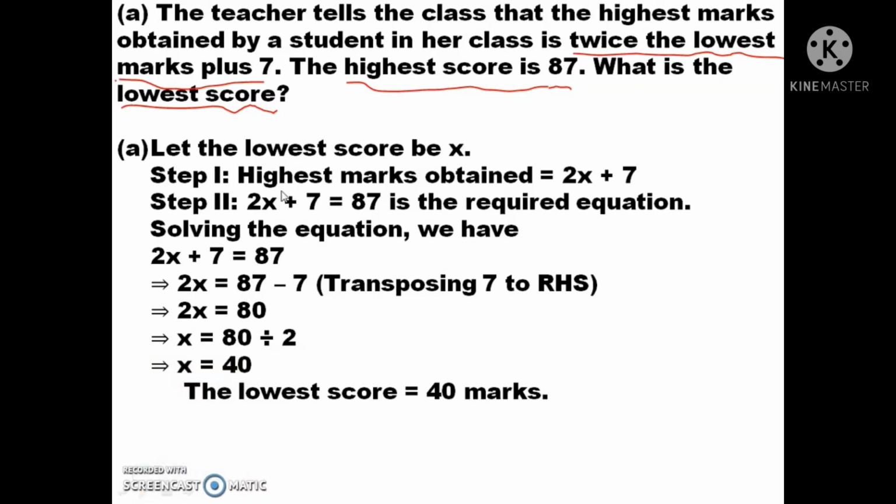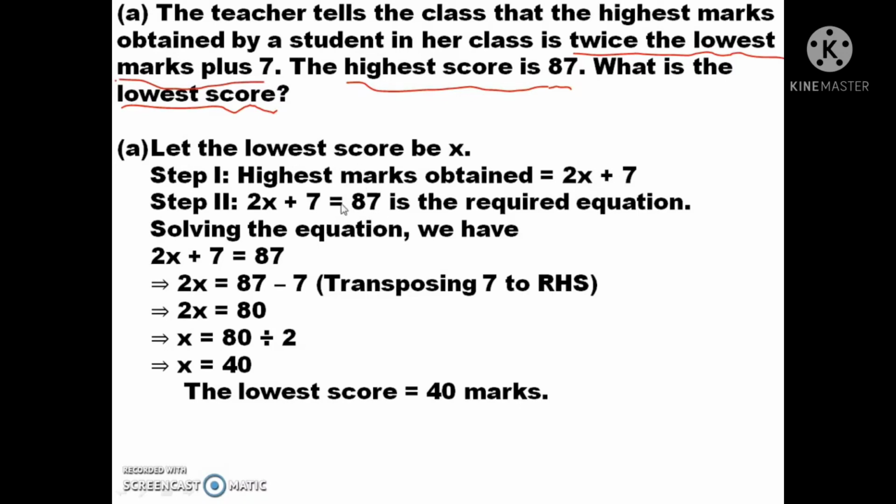Now, you will convert the given relation in the question to an equation. What was the relation? Highest score is equal to twice the lowest mark plus 7. That is, highest mark is equal to 2x plus 7. 2x means 2 times the lowest mark. Plus 7. This is given in your question. 2x plus 7 is equal to 87.